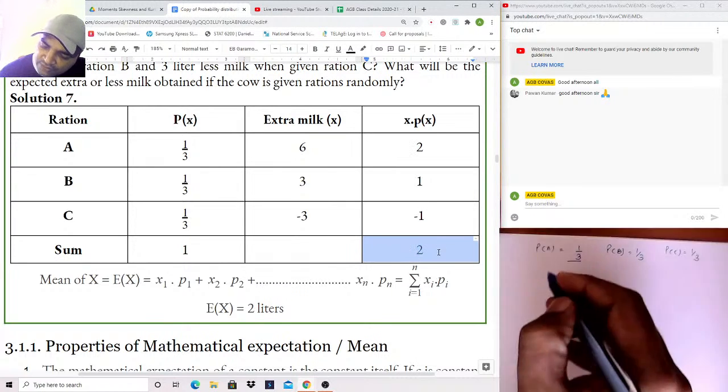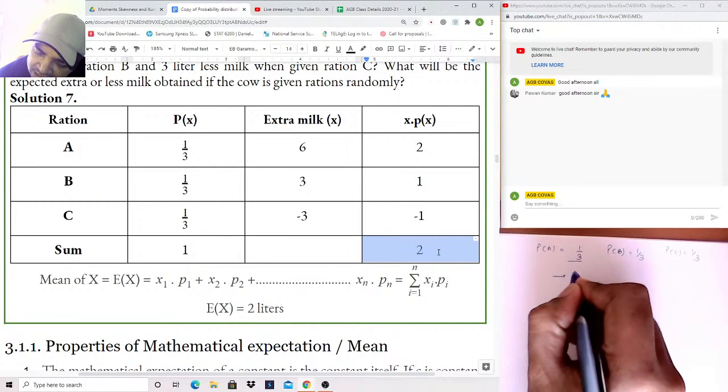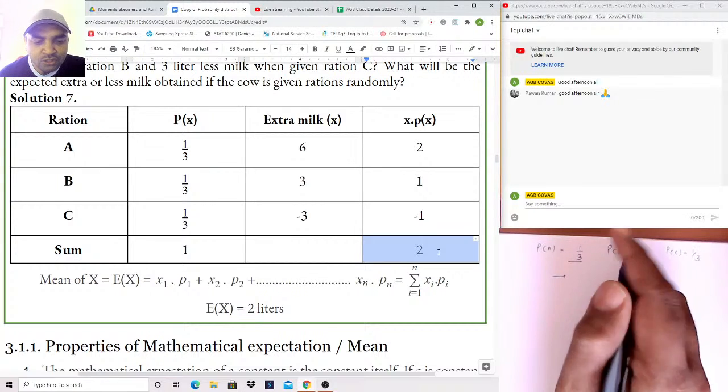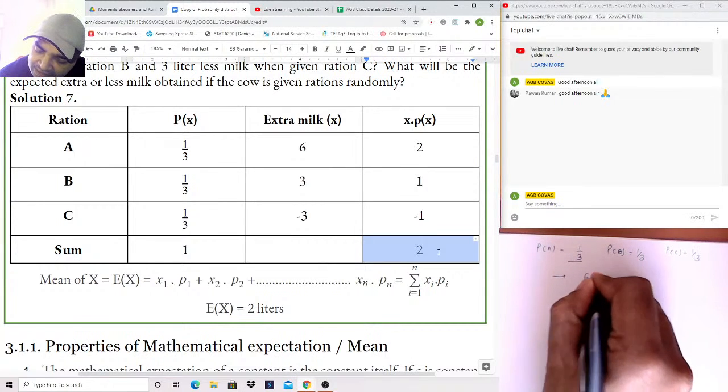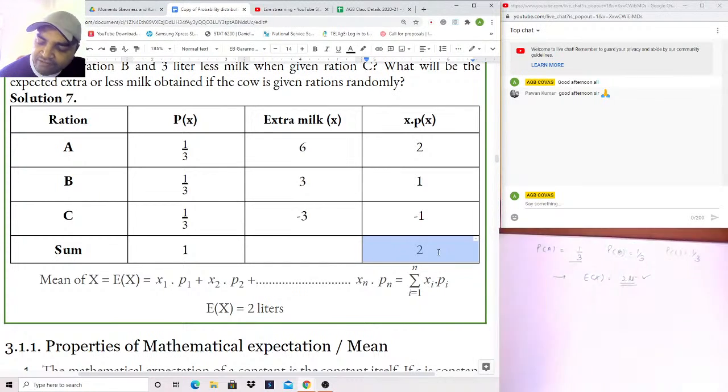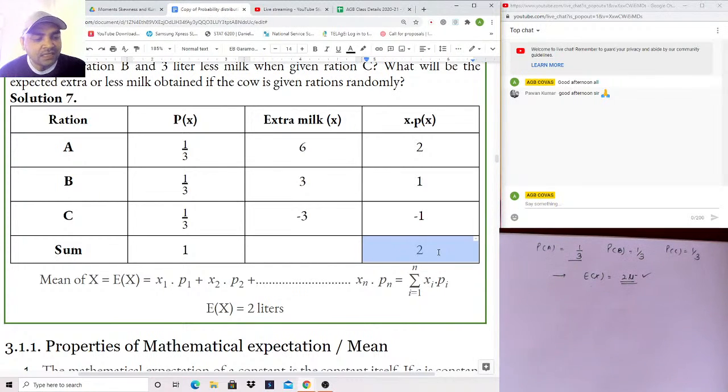So what you will observe, if you give these rations randomly, that is sometimes A, sometimes B, sometimes C, is that you are going to get this E(X), an expected 2 liters more milk on average. Okay, so this is the expectation or the mean. Here, instead of frequency, you have the probabilities associated with the random variable.